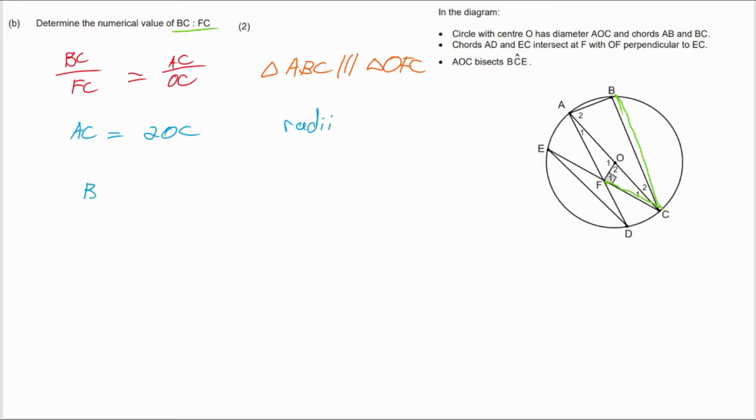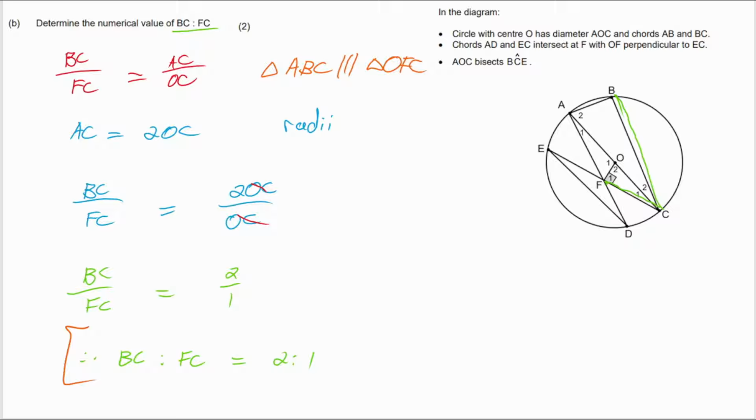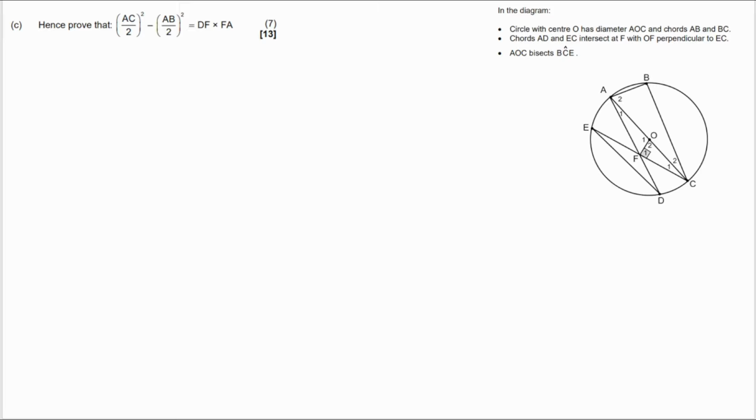So we're going to have BC over FC is equal to 2OC over OC. And these are just going to cancel. So BC over FC is equal to 2 over 1. Therefore, BC to FC is equal to 2 is to 1, because BC is double FC. Now do not forget this piece of information either, because we might need it in the next part.